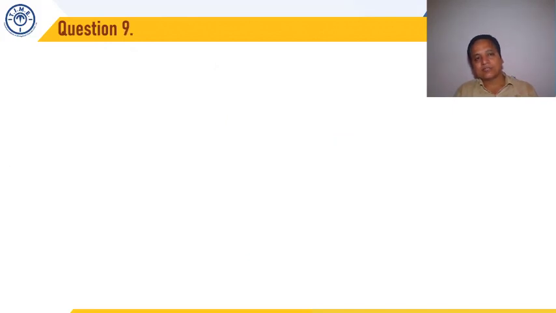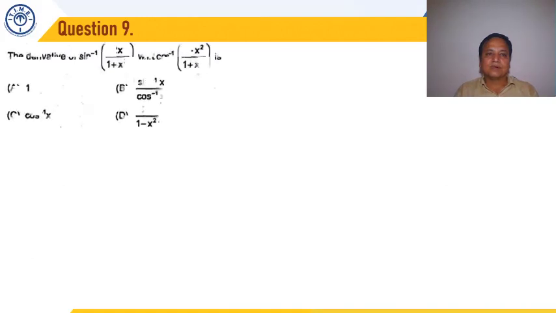Now let's try question number 9 of the handout. It says the derivative of sine inverse of 2x upon 1 plus x square. Now this 2x upon 1 plus x square makes us remember a form: sine 2 theta is 2 tan theta upon 1 plus tan square theta. So somehow x has to be assumed as tan theta.